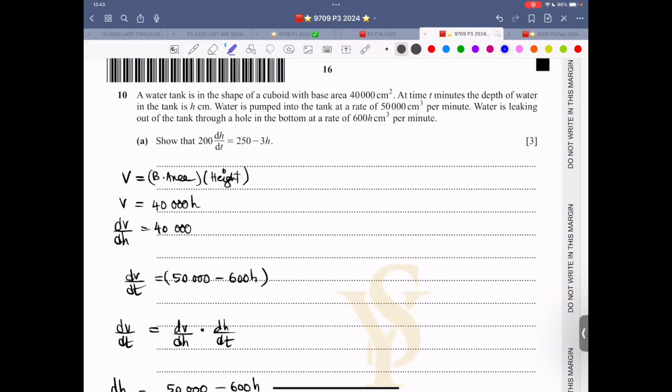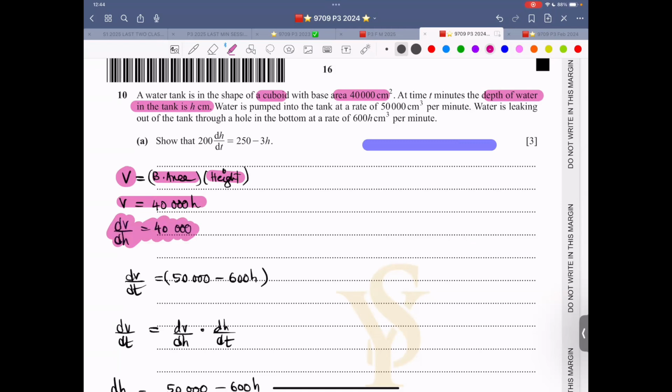So now it says a water tank in the shape of a cuboid with a base area. It's a cuboid, base area 40,000 centimeter cube. At time t minutes, the depth of water in the tank is h. So volume of water in the tank is base area into height, that is 40,000 h. And then you find dV by dh is 40,000. That is the first thing.